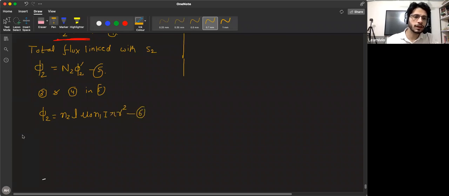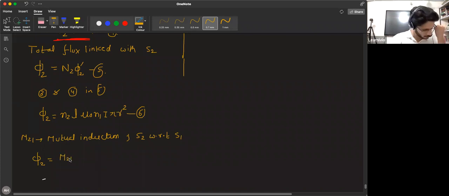The next is M21. It's the mutual induction of S2 with respect to S1. So you can write this phi 2 as M21 multiplied by I. It's M21 I.